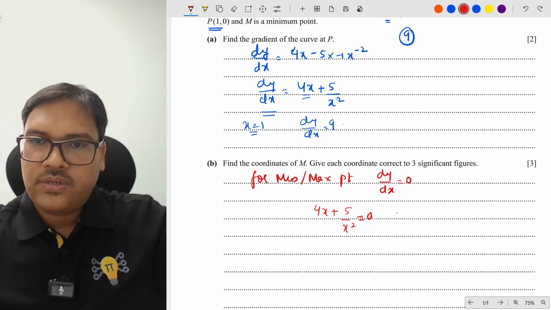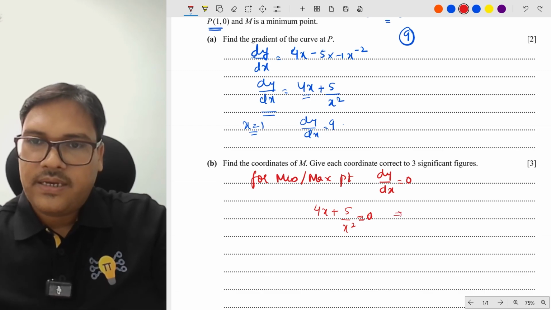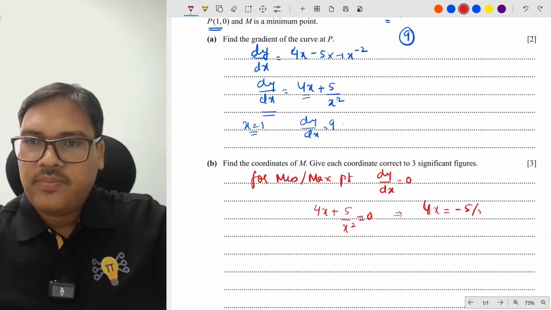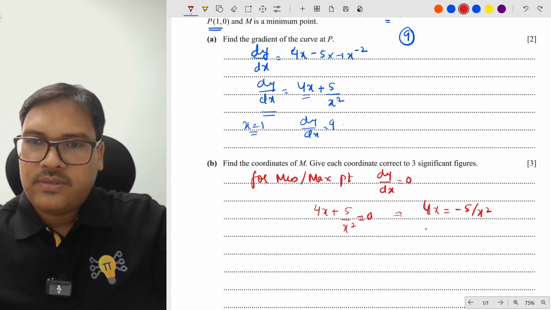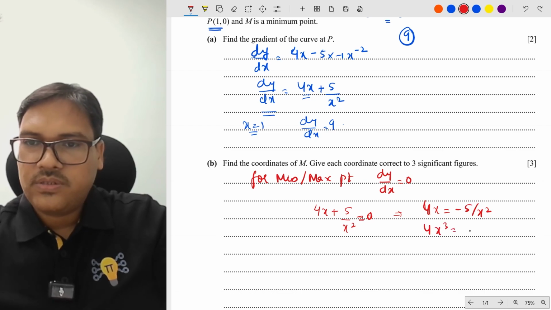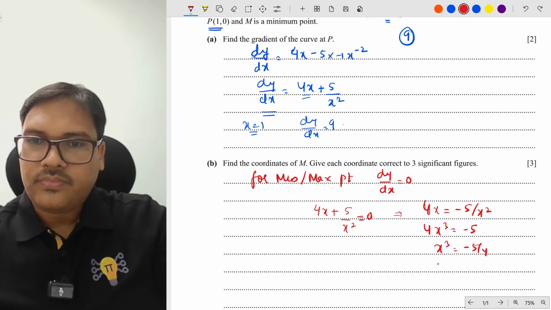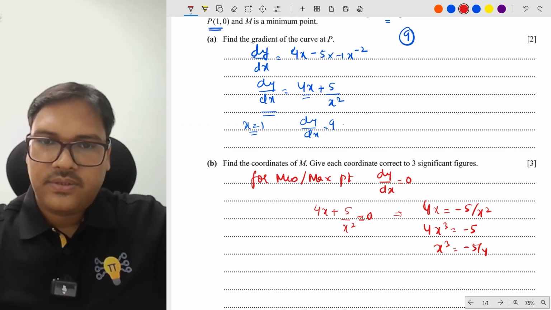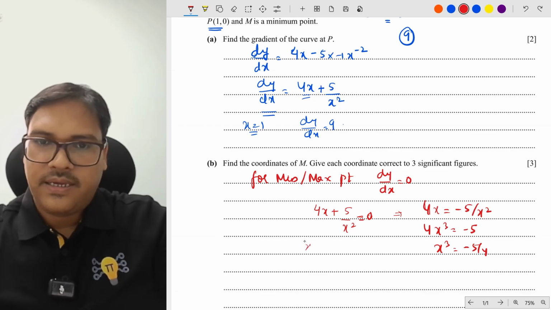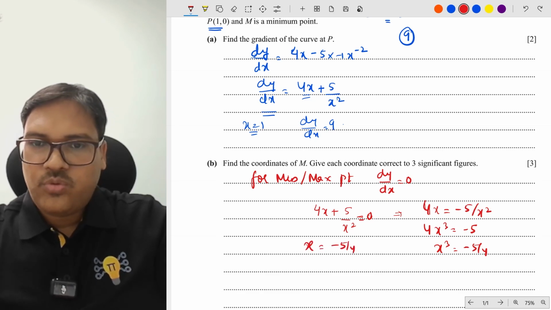Now you have to solve this equation. So you can see, if I take this, 4x equal to minus 5 divided by x square, or if I simplify this, 4x cube is equal to negative 5. So what is this? x cube is equal to negative 5 by 4, or what is x? You can see x will be equal to minus 5 by 4 raised to 1 by 3.